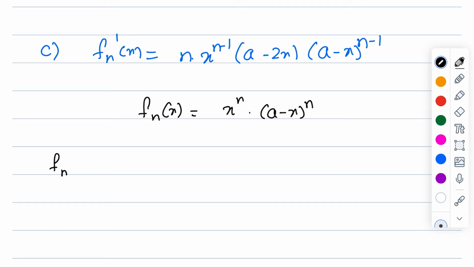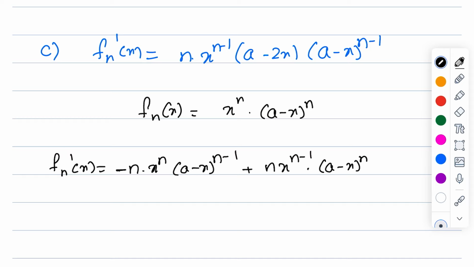Now use the product rule. So what am I going to do? n times x to the power of n minus 1 times (a minus x) to the power of n, minus x to the power of n times n times (a minus x) to the power of n minus 1, where the derivative of a minus x is minus 1, plus n times x to the power n minus 1 times (a minus x) whole to the power of n. So this is u, this is v. So I did u v prime, then u prime and v.